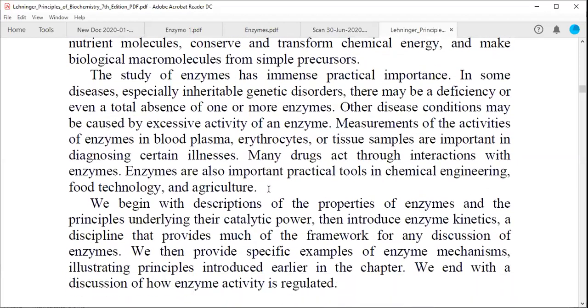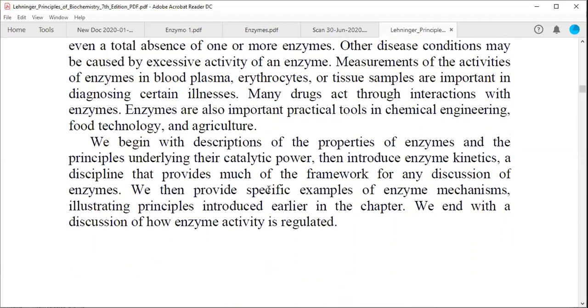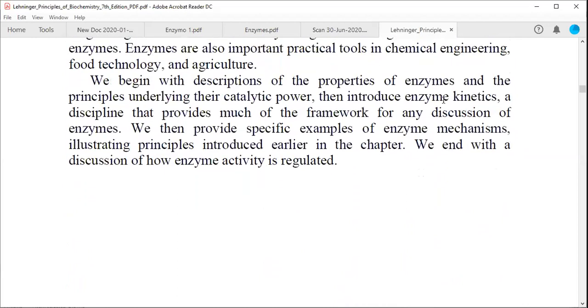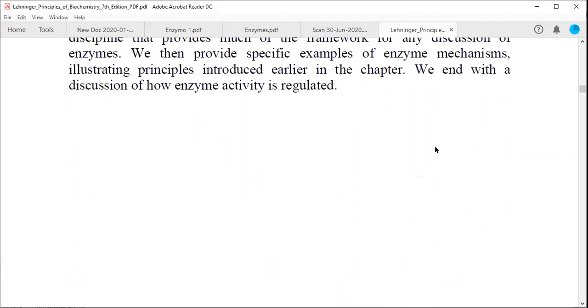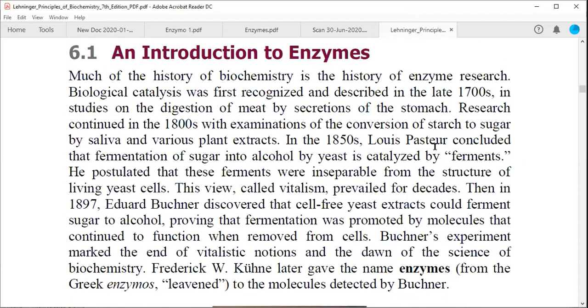Then we will discuss enzyme kinetics, and something we will cover about the mechanisms and the inhibition types as well. Because we are going to cover the inhibition part also, let me show you one important table which will help you to understand the types of inhibition which we will cover in this particular chapter. So it is given here.